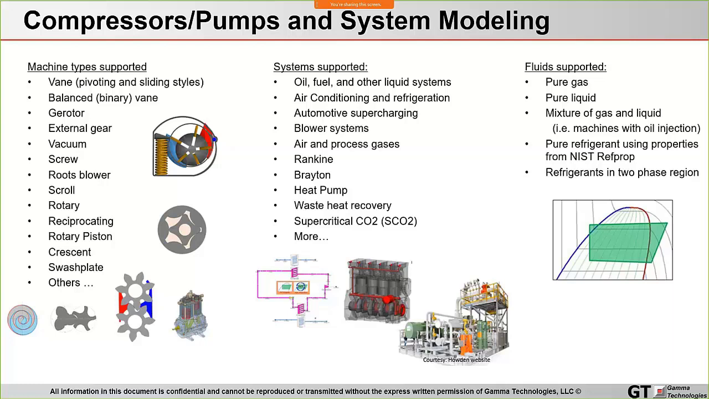And in terms of the systems that are supported, we have a variety of different types of systems that have been simulated in GT, including things like oil and liquid systems, hydraulic systems, but also two-phase type systems, including air conditioning and refrigeration, air-type systems for air compression and vacuum and blowers, and also for process gases and so forth, but also supercritical applications for things like waste heat recovery and so on.